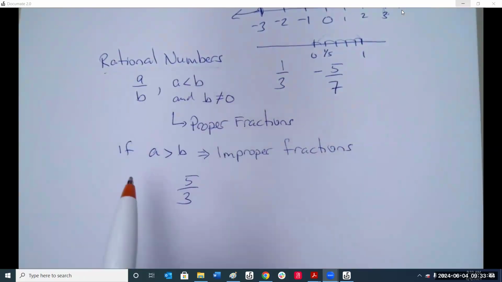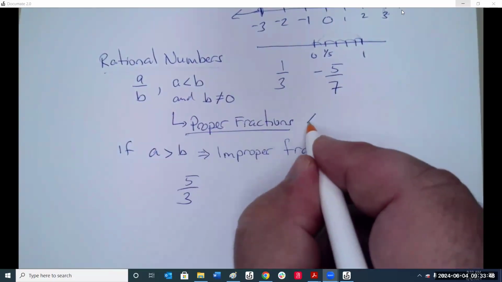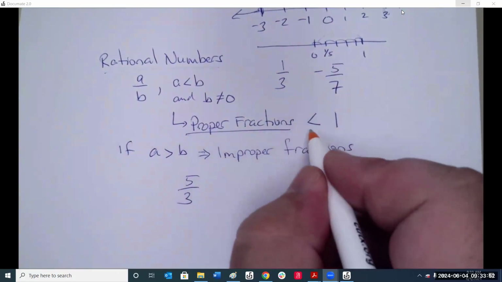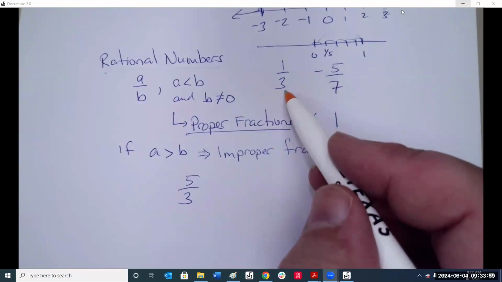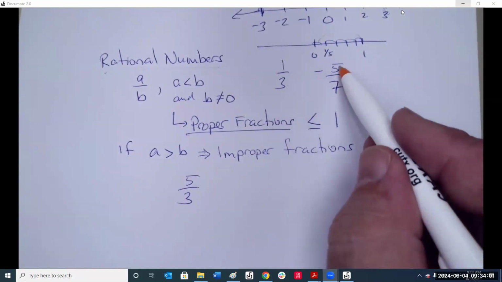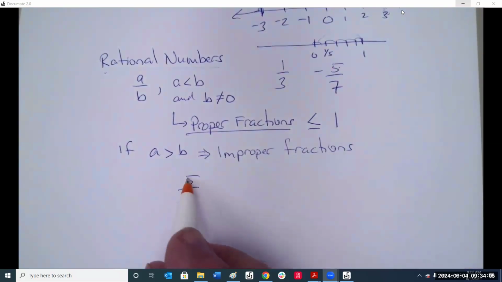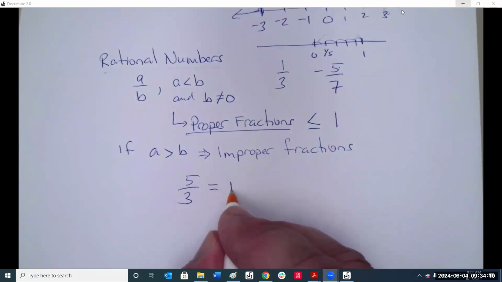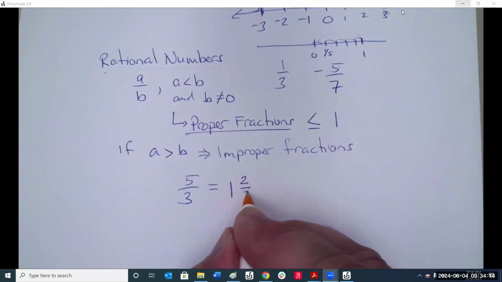Because rational numbers, proper fractions, the answers have to be less than 1. Less than or equal to 1. 1/3, is that less than 1? 5/7, is that less than 1? Yeah. But how many times does 3 go into 5? With how many left over?